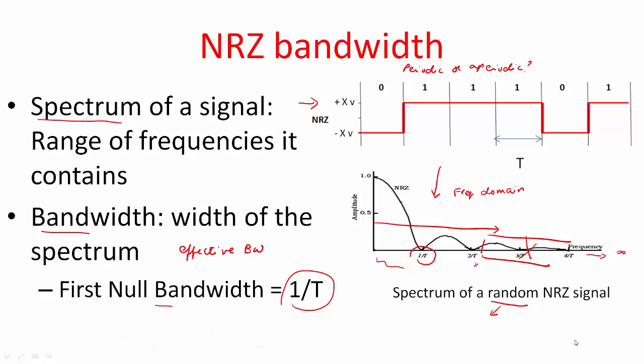For this NRZ signal, what is this 1 over t? This is nothing but the data rate of the NRZ signal, because as you can see here, each bit is of duration t, that is you are sending one bit every t seconds.